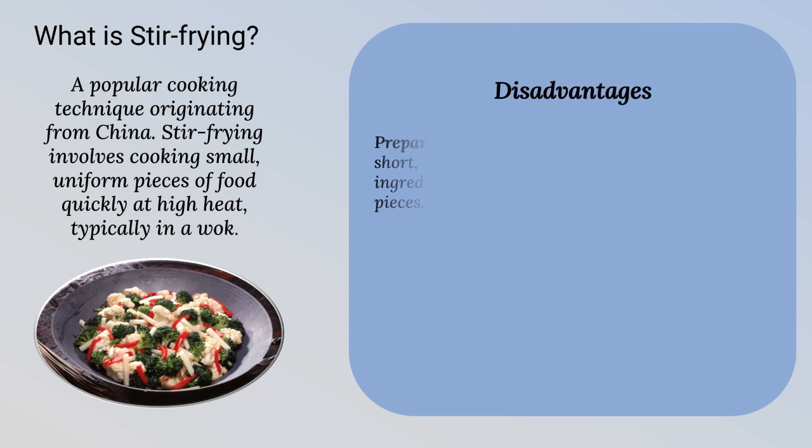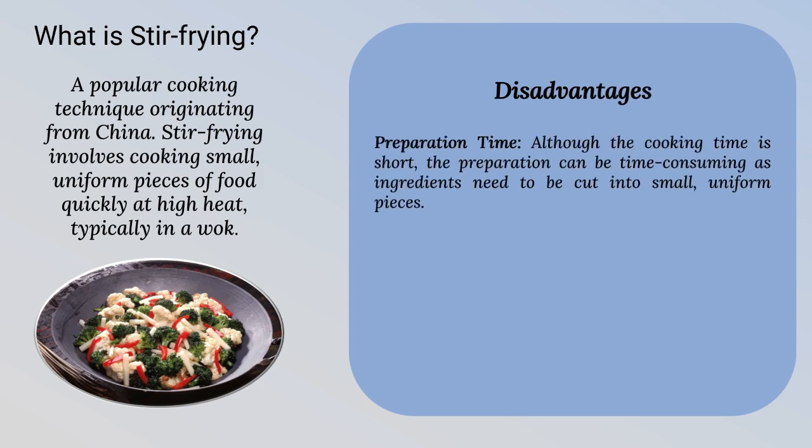There are disadvantages, of course. First disadvantage is the preparation time. We have mentioned that we require evenly cut pieces of food. So although the cooking time is short, the preparation time is time consuming as ingredients need to be cut in small uniform pieces. Otherwise, all of them won't be cooked in a wok in a short span of time by the stir frying method. So pre-preparation time is more than the actual cooking time.